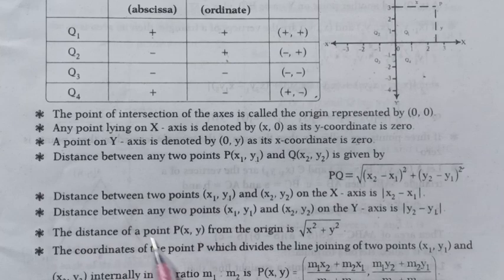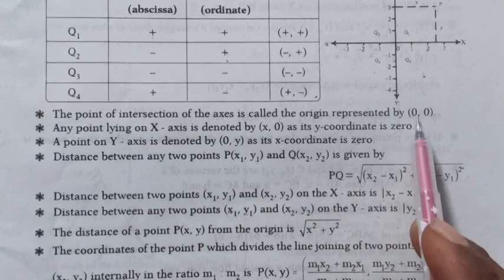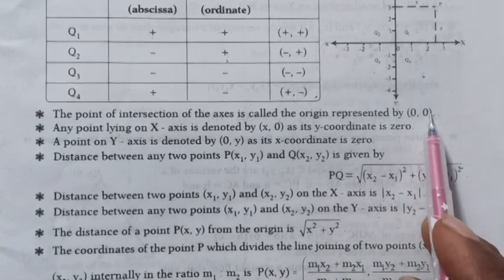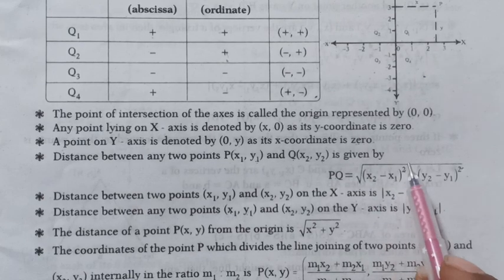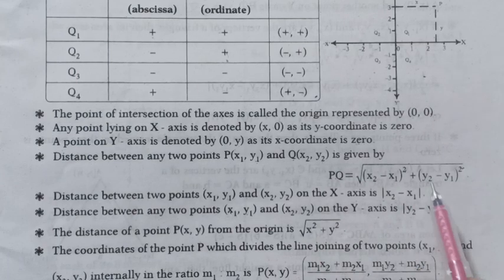The distance of a point P of (x, y) from the origin. The first point is (x, y) and the second point is the origin. Origin is (0, 0), x is 0, y is 0. Then the formula is under root of x square plus y square, because here is x minus 0, which is x whole square, and y minus 0, y square. We get the distance from any point to the origin as under root of x square plus y square.